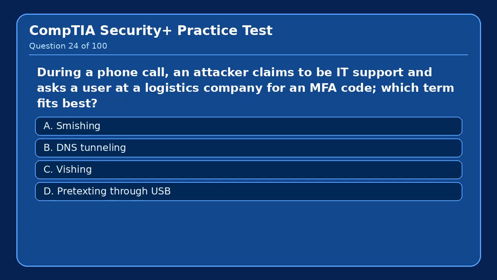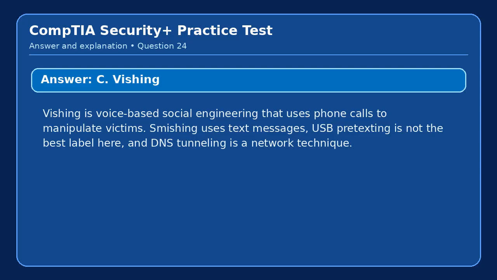Question 25. If employees at a cloud startup receive text messages linking to fake payroll login, which threat vector is being used? A. Smishing. B. War driving. C. VLAN hopping. D. Password salting. Take a moment to choose your answer.